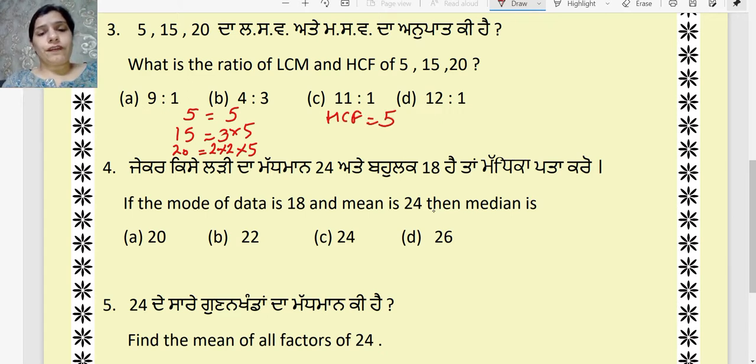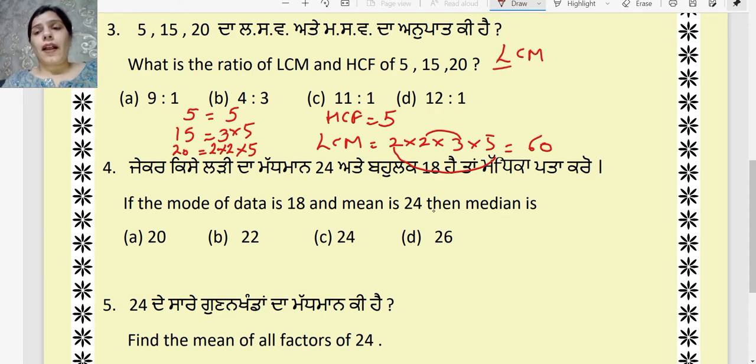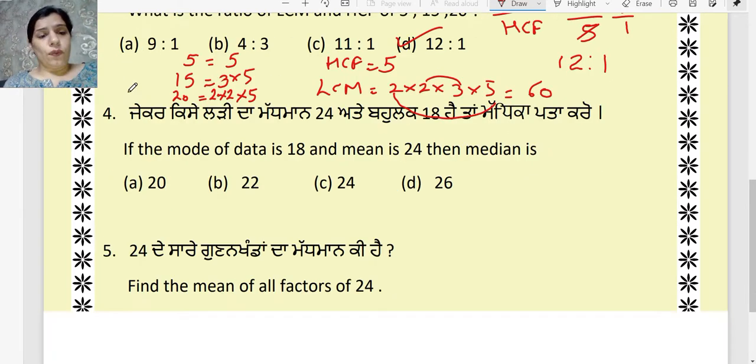So HCF is 5 and LCM is 2 multiplied by 2 multiplied by 3 multiplied by 5. So 2 5s are 10, 3 2s are 6, 10 6s are 60. Now the question is you have to find the ratio of LCM and HCF. So LCM divided by HCF, that is 60 divided by 5, that gives you 12 upon 1. So the ratio is 12 ratio 1. So the correct answer is option D, 12 ratio 1.